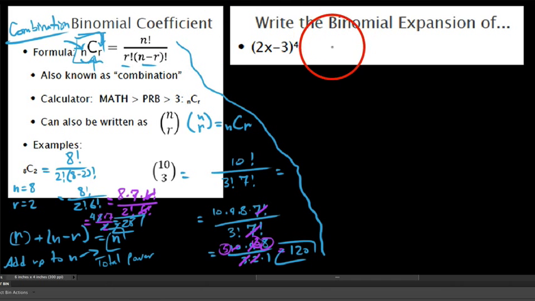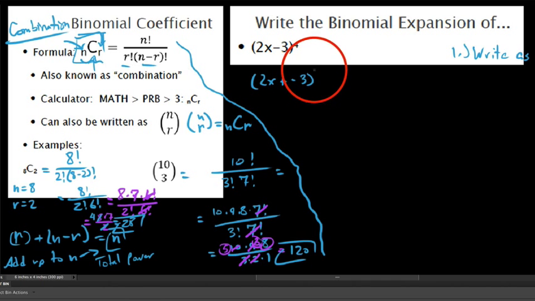Basically, what I would say is this: writing the binomial expansion of something like 2x minus 3 to the 4th. So the first thing is this: we're going to write it as a sum first. The reason why is because this is a summation that we're doing. So we need to write 2x plus a negative 3 to the 4th.